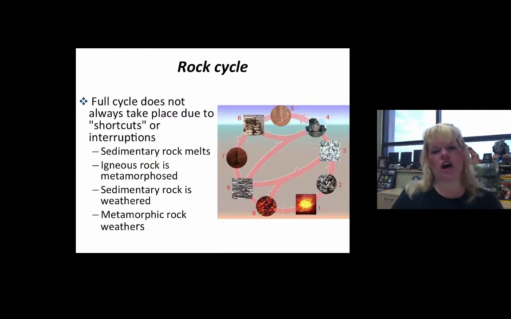So the full cycle does not always have to take place where it goes from igneous to sedimentary, sedimentary to metamorphic. You can kind of skip and go back a step or stay in the same category via shortcuts or interruptions. But we know that this constantly happens where one type, like sedimentary rocks, melt into igneous rocks, or igneous rocks get metamorphosed, or metamorphosed rocks get uplifted and then eroded and weathered into sedimentary rocks. This diagram helps show those pathways by which that happens. But remember, the rock cycle always starts with step 1, which is magma.